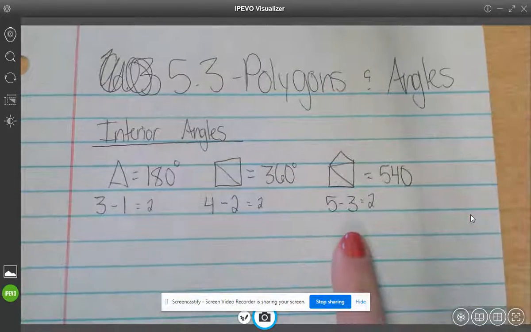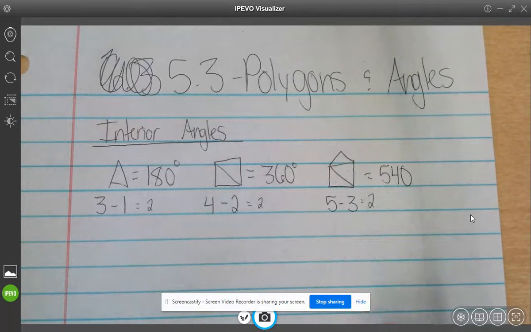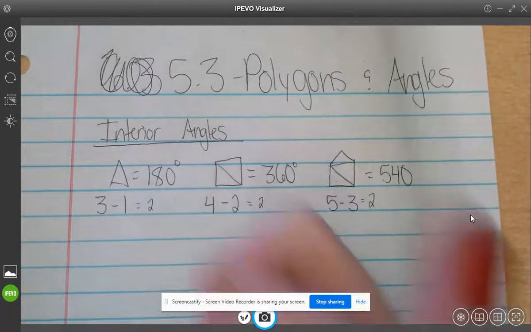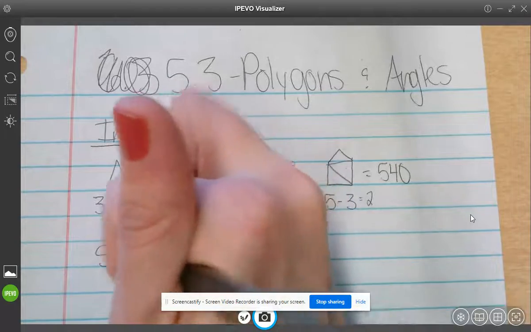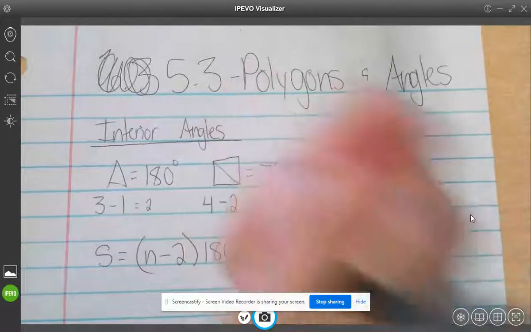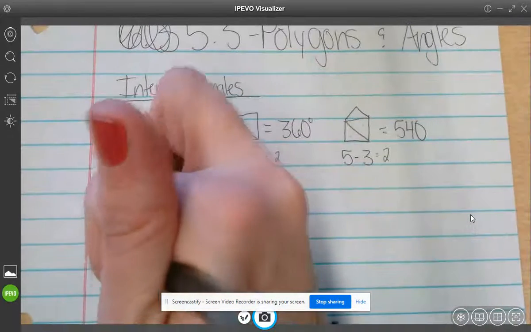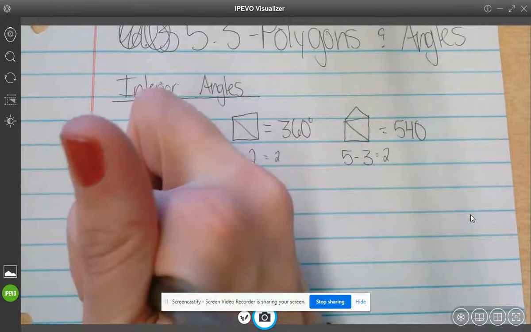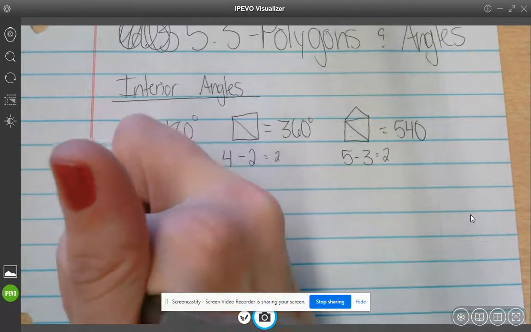So if I had a 16-sided shape, how many triangles would be able to fit into it? 14, because you just always take minus 2, and that tells you how many triangles you'd be able to fit into it. So our formula that we use is S equals n minus 2 times 180. And the S stands for the sum of interior angles.